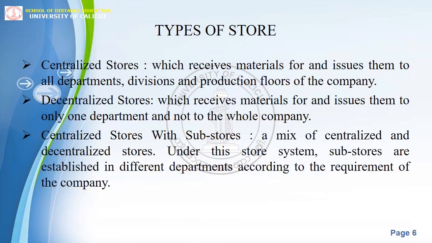There are three types of stores: centralized stores, decentralized stores, and centralized stores with substores. Centralized stores receive the materials and issue them to all departments, divisions, and production flows of the company. Decentralized stores receive materials and issue them to only one department and not to the whole company. Centralized stores with substores is a mix of centralized and decentralized stores.